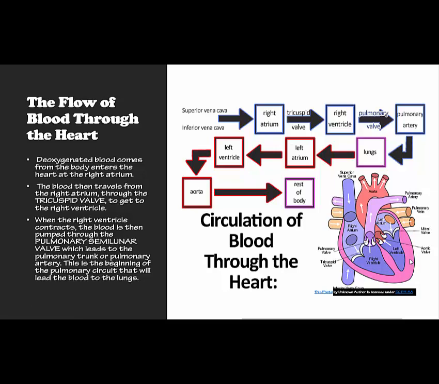The flow of blood through the heart. Deoxygenated blood that comes from the body enters the heart at the right atrium. The blood then travels from the right atrium through the tricuspid valve to get to the right ventricle. When the right ventricle contracts, the blood is then pumped through the pulmonary semilunar valve, which leads to the pulmonary trunk or pulmonary artery. This is the beginning of the pulmonary circuit that will bring the blood to the lungs.